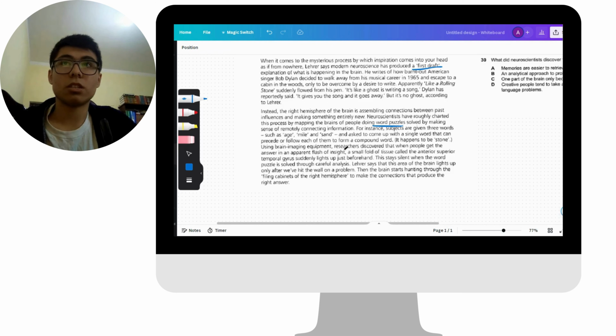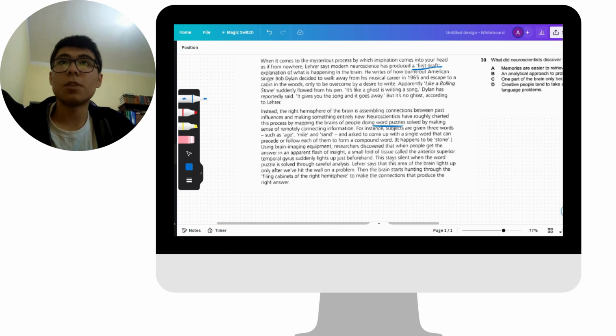Using brain imaging equipment, researchers discovered that when people get the answer in an apparent flash of insight, a small fold of tissue called the anterior superior temporal gyrus suddenly lights up just beforehand. This stays silent when the word puzzle is solved through careful analysis. Lehrer says that this area of the brain lights up only after we've hit the wall on a problem. Then the brain starts hunting through the filing cabinets of the right hemisphere to make the connections that produce the right answer.